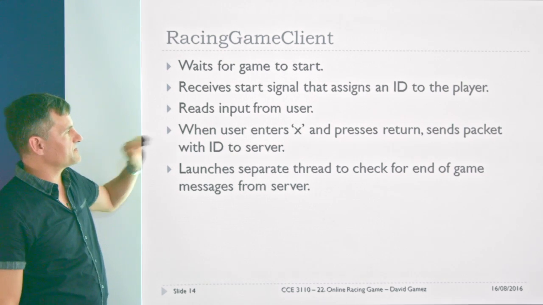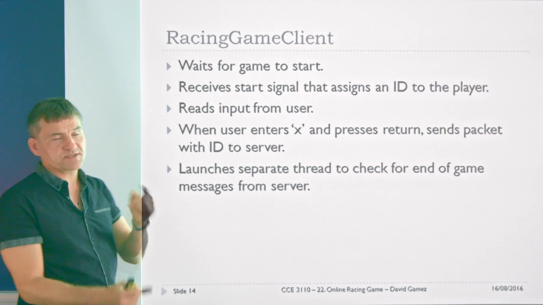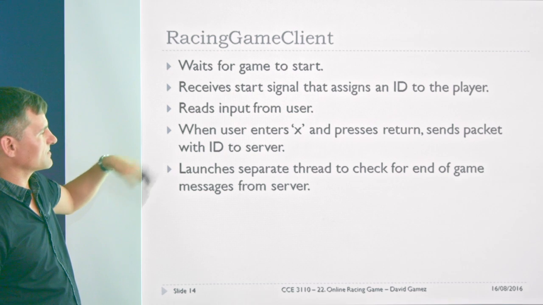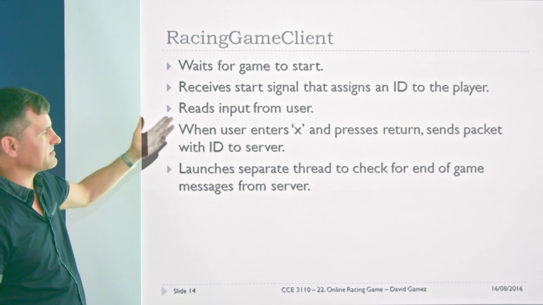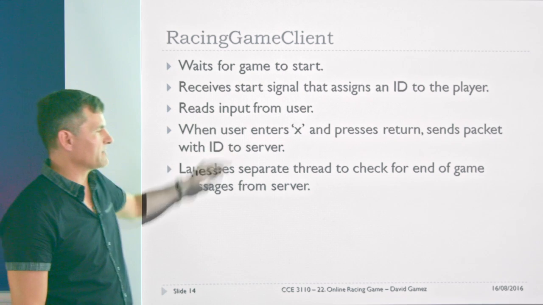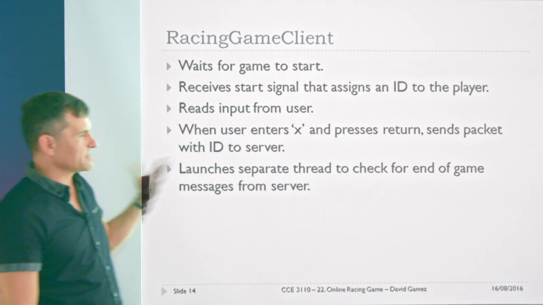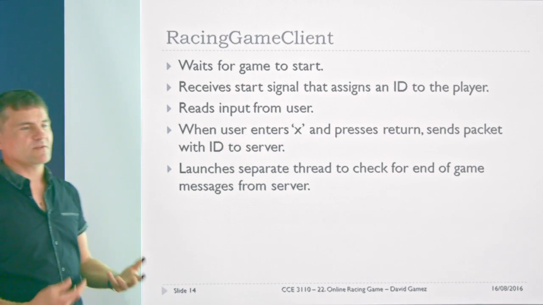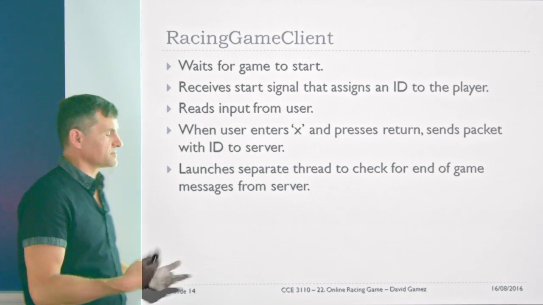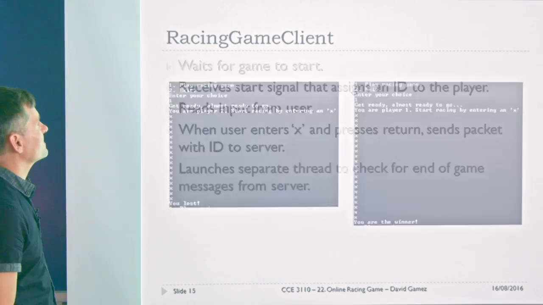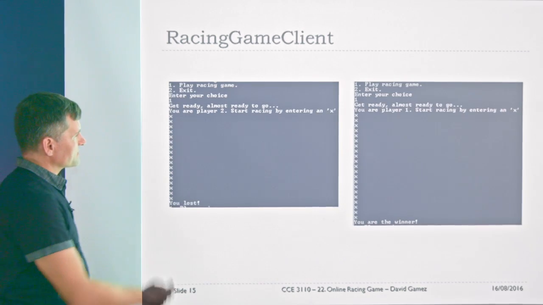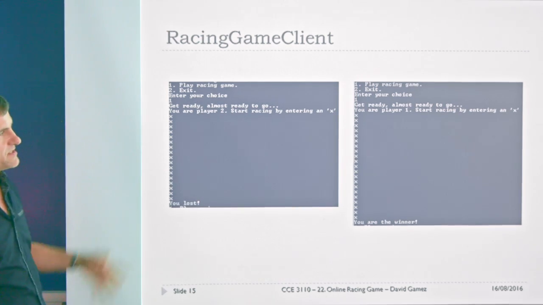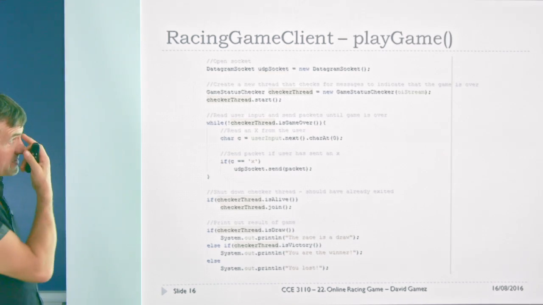Then the client reads input from the user. Whenever the user enters a cross and presses return, it sends a UDP datagram with its ID. Each client has an ID, and it sends a packet with its ID to the server, or to the game handler in this case. And then we have a separate thread that receives the messages from the server. When the game's over, it tells the client, sorry, you've lost, or hooray, you've won, kind of thing. So that's what the client does. It's reading the input from the user, reading the crosses, and sending and receiving the appropriate messages to make all that work.